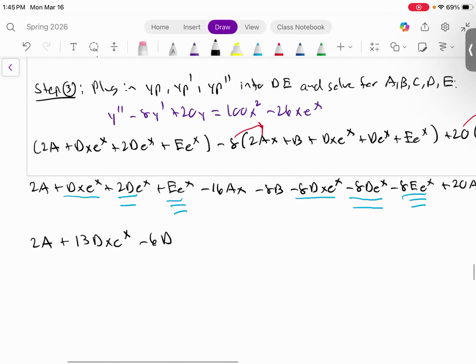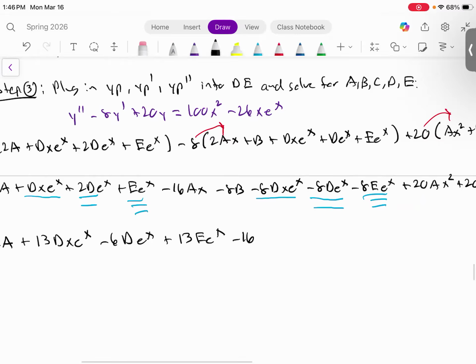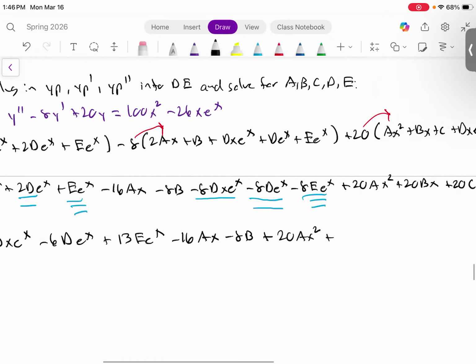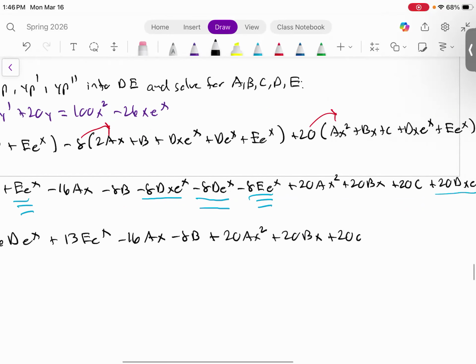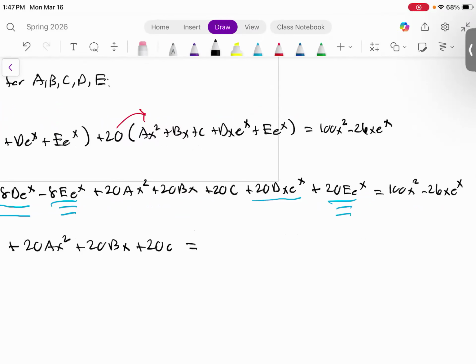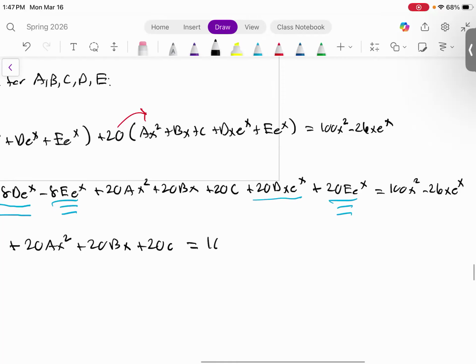minus 6d e to the x plus 13 e to the x minus 16ax minus 8b plus 20ax squared plus 20bx plus 20c equals, excuse me, equals 100x squared minus 26x e to the x.